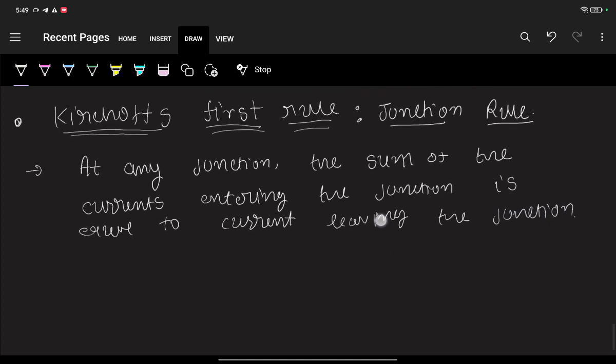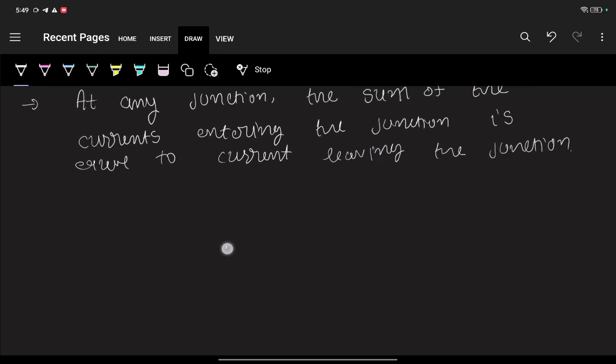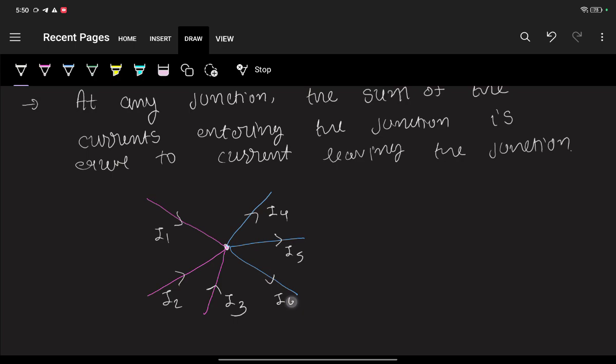For example, junction means where the different currents meet, okay? Let's say in this case these are the incoming currents, I1, I2, I3. And let's say these are the leaving currents, I4, I5, I6. So what is this statement?